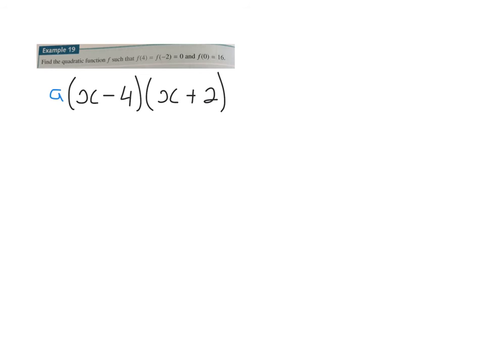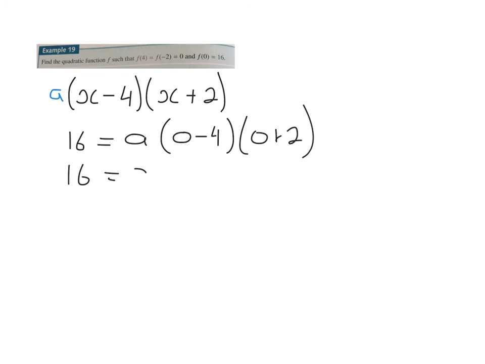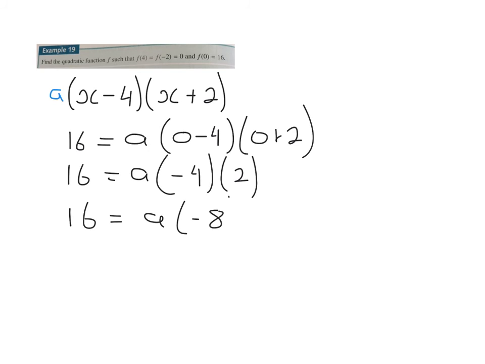Now it tells us that f when x equals 0 is 16. So the function is equal to 16 when x equals 0. So we have 0 in place of each x inside the equation. So now I just go through and solve one step at a time for my a value. Minus 8, divide both sides by minus 8. I end up with minus 2 equals a.